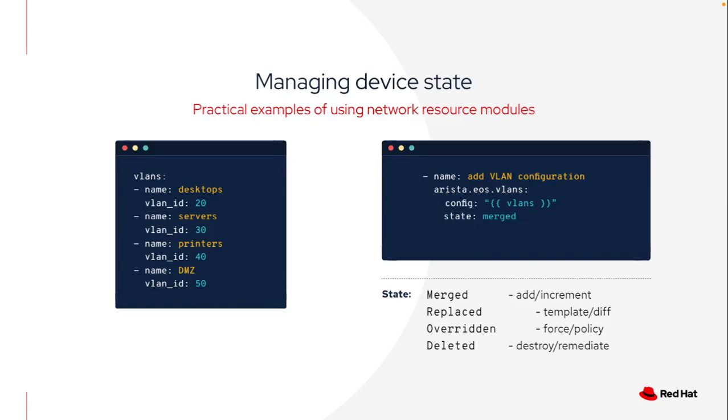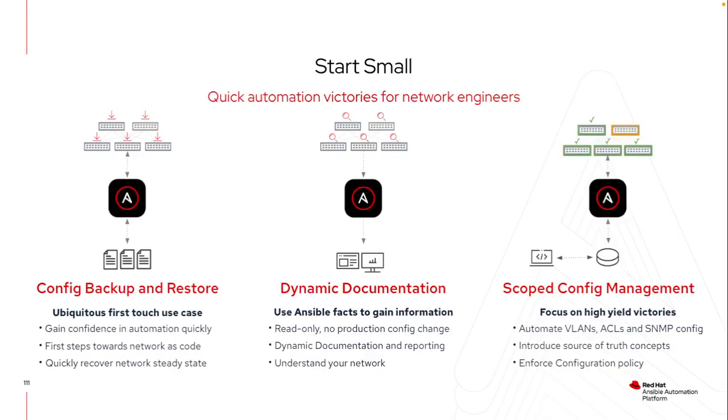So this gives you a lot of flexibility as you're trying to manage your devices. I can start off with just merging, so adding in new configurations, and then as you get to that nirvana state of networking devices as code, I can start leveraging replaced or overridden to define exactly what my network configuration should look like. So what types of use cases are there?